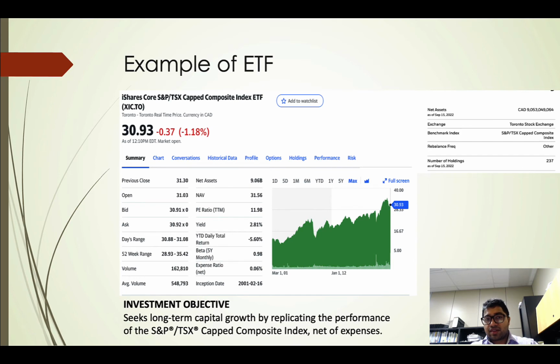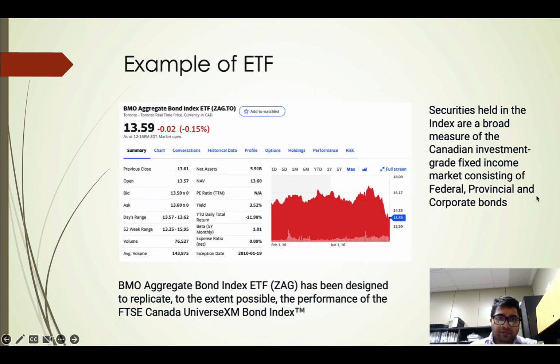So when you invest in this ETF, when you pay, let's say, approximately $31 for this ETF, you don't get a stock, you get a basket of stocks. How many? You get 237 stocks, that generally represent the big Canadian companies that are there. So you generally invest in big Canadian companies. So that was a stock ETF.